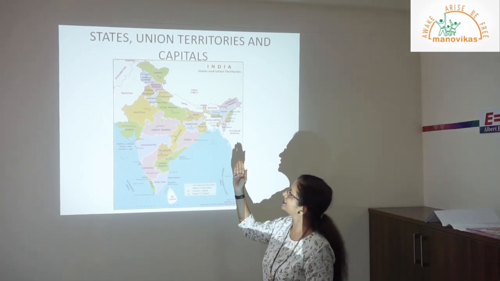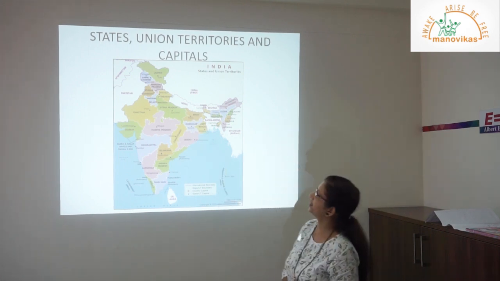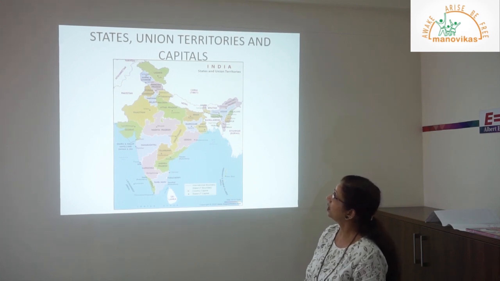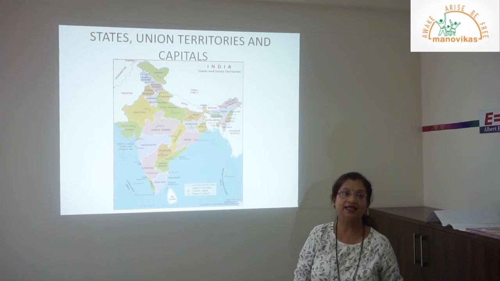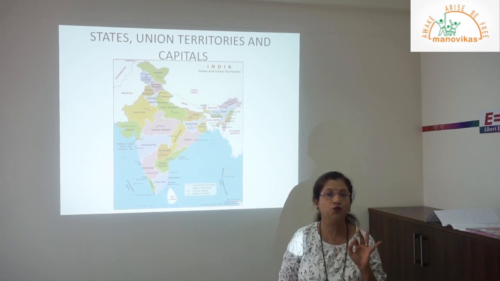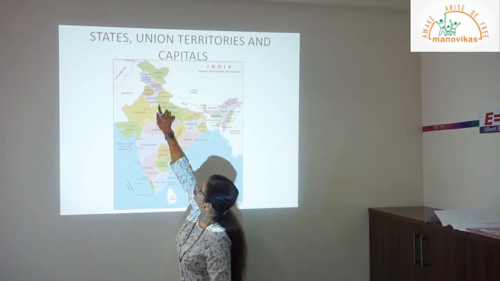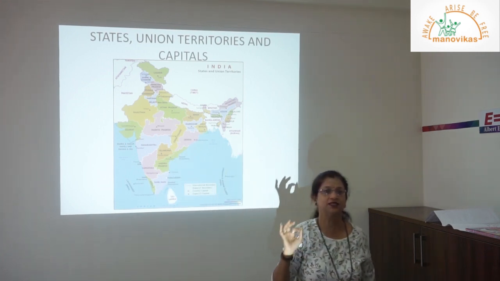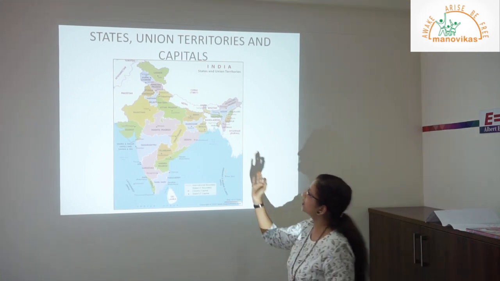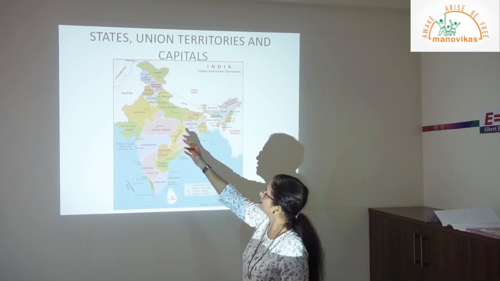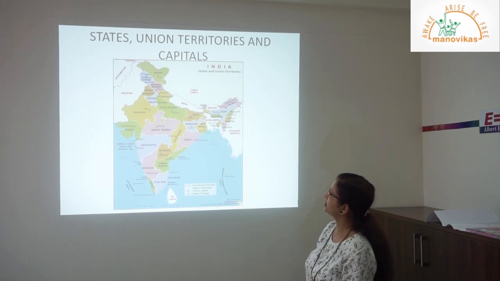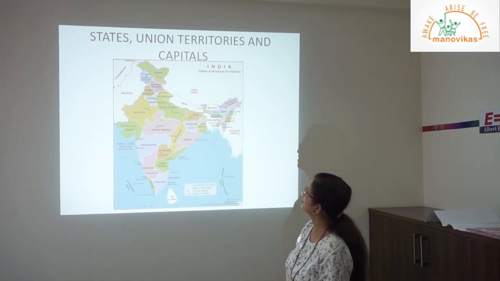Now first we come to the states. Now you can see the states. I start from Himachal Pradesh, the capital Shimla, Punjab, Chandigarh, Haryana also Chandigarh. The national capital territory, that is the capital of India, is New Delhi. Can you see New Delhi here? So the national capital of India is New Delhi. Then you can see Uttar Pradesh, Lucknow, Rajasthan, Jaipur, Bihar, Patna, Jharkhand, Ranchi, West Bengal, Kolkata.